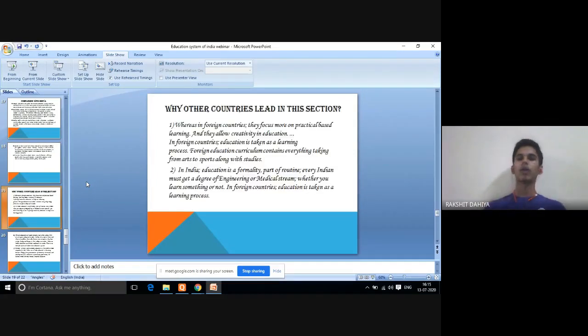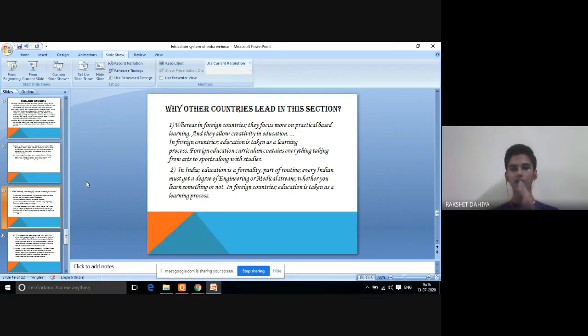So if I move on, why do other countries lead in this section? In foreign countries they focus on practical based learning, which means they allow the students extra co-curricular activities, and they allow creativity in education. They allow the children to perform whatever skills they want to. But this is not the same in India. In foreign countries, education is taken as a learning process.